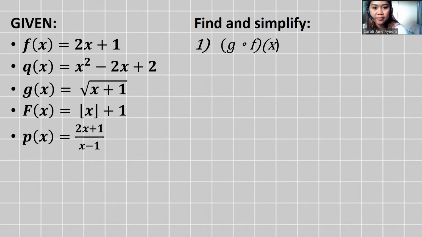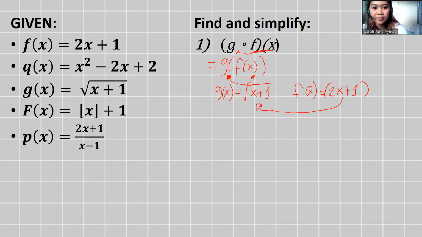In this case, by the definition of the composite function, this is just equal to g of f of x. The second function is the one we will substitute into the first function. So f of x is substituted for all the x of g. Now, g of x is equal to the square root of x plus 1, and f of x is equal to 2x plus 1. Meaning, all the x in g of x will be replaced with 2x plus 1. So g of 2x plus 1 is equal to the square root of 2x plus 1, and copy the plus 1.